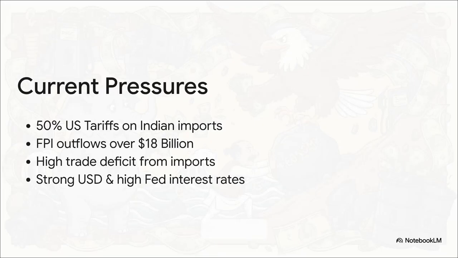Right now, we're basically looking at a perfect storm of intense pressures. First off, you've got steep U.S. tariffs hurting the competitiveness of Indian exports. At the exact same time, foreign portfolio investors have pulled over $18 billion out of Indian markets. When they leave, they sell their rupees and buy dollars, which literally creates a dollar shortage. Combine all that with a widening trade deficit and a naturally strong U.S. dollar backed by high Federal Reserve interest rates, and, well, the rupee doesn't stand much of a chance.